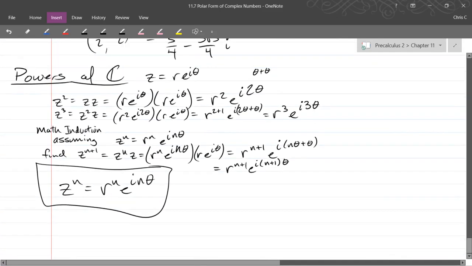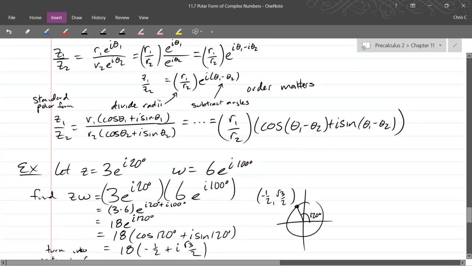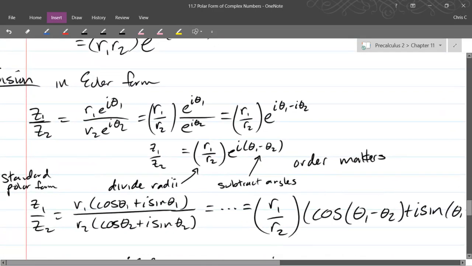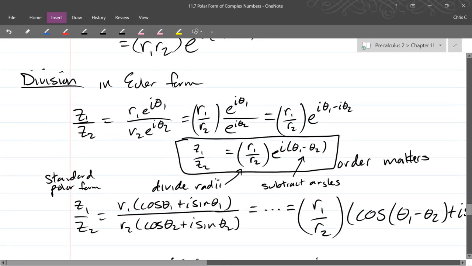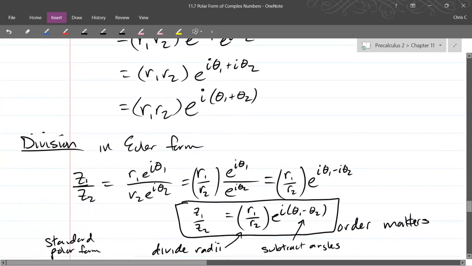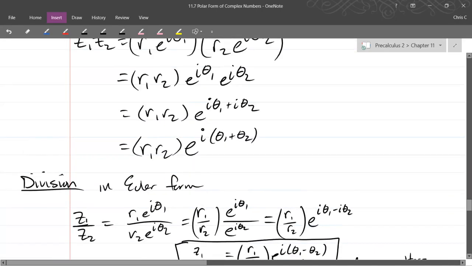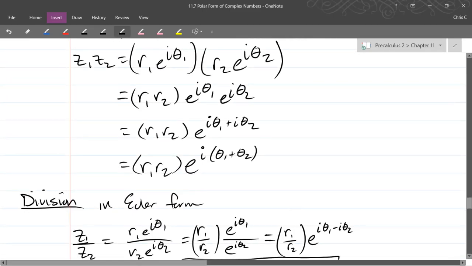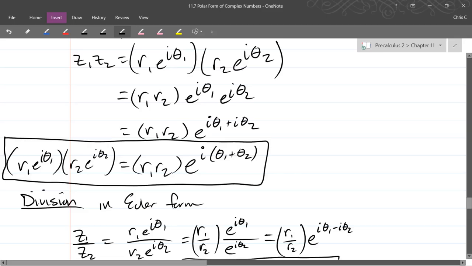So that is powers. I'm going to go back and put a box around the important formulas we had above. So that was our division right there in Euler form. And multiplication I see right here. So there's our division, our multiplication. I'll rewrite the left side. That was multiplication right there.